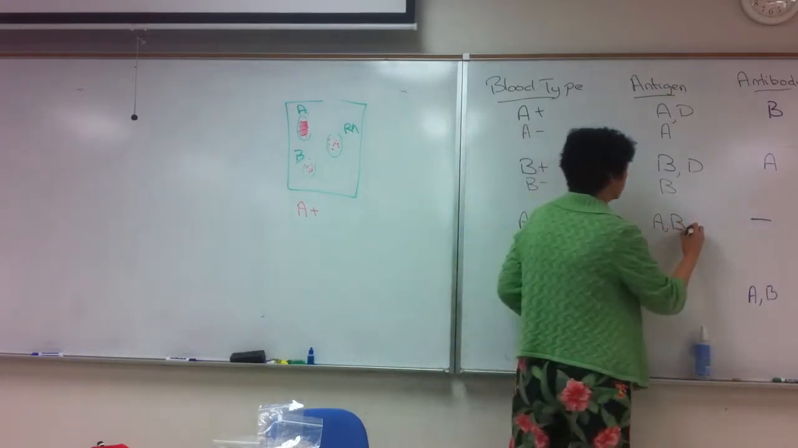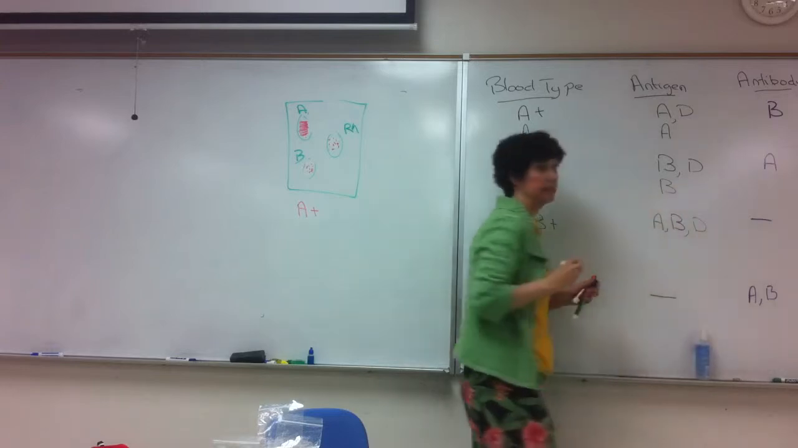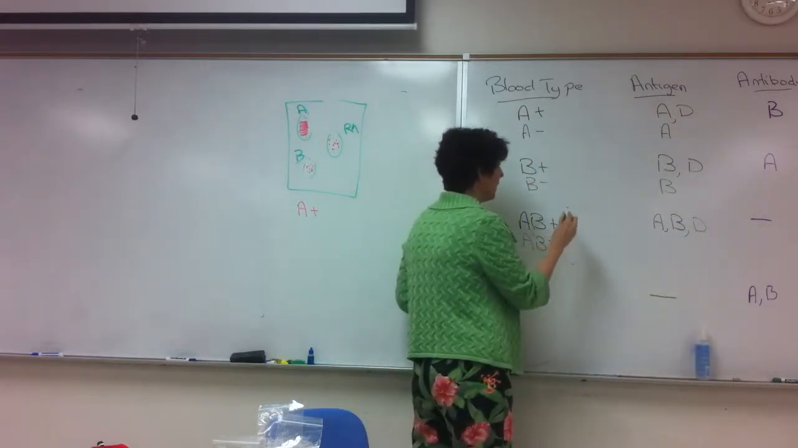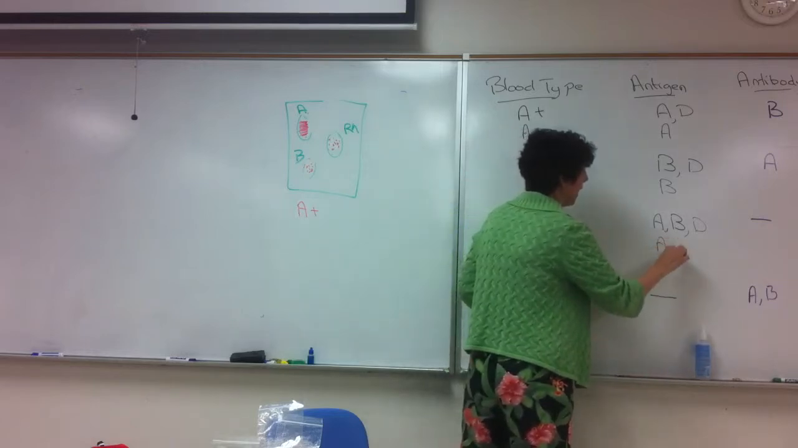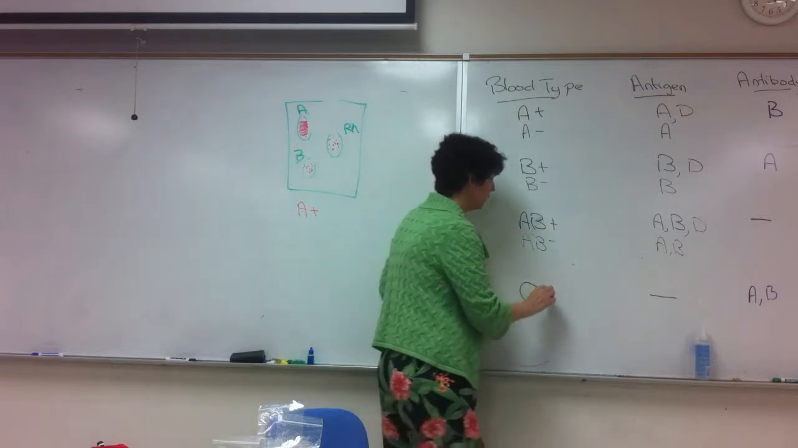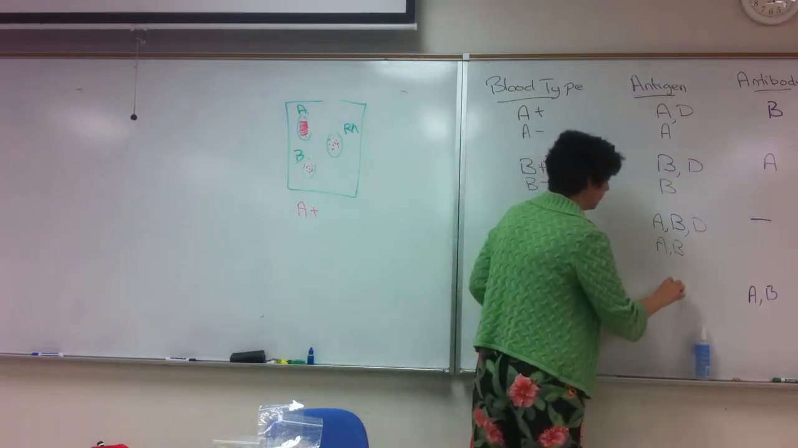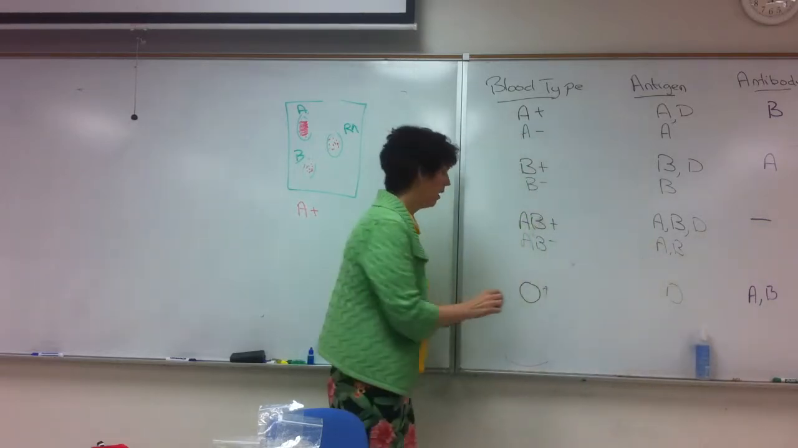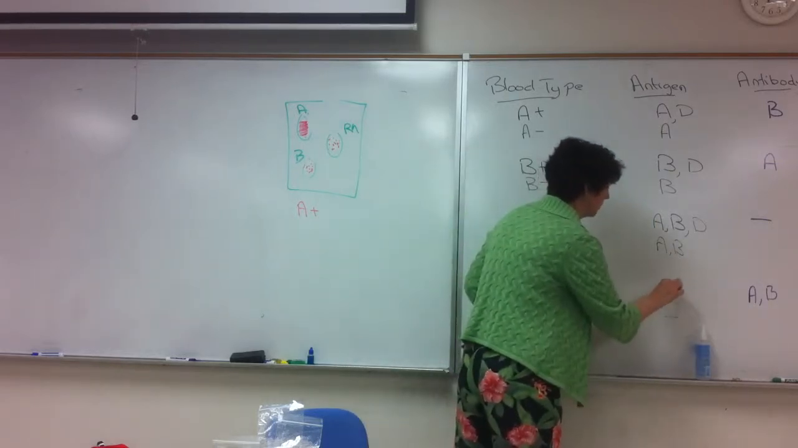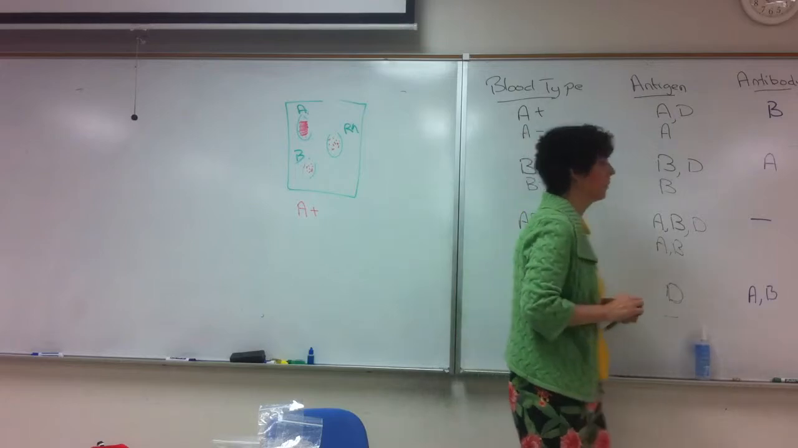AB positive, A and B and D. AB negative, A and B. O positive, D. O negative, nothing. That's a D, not an O.